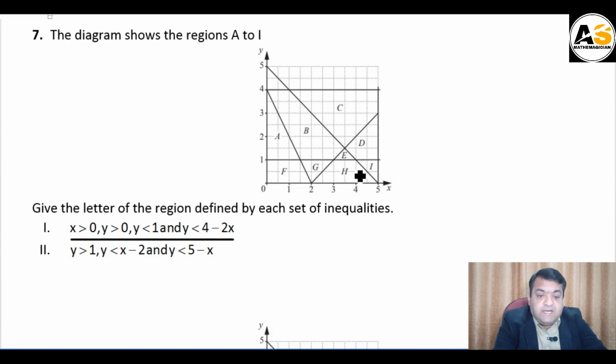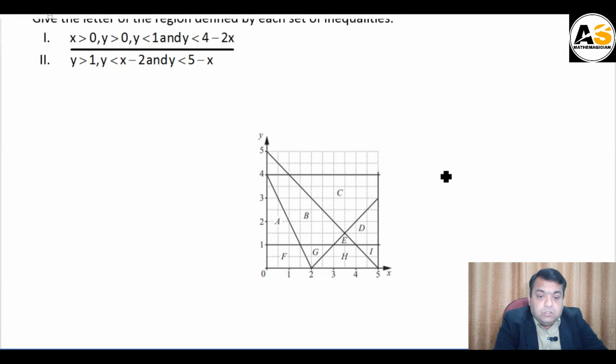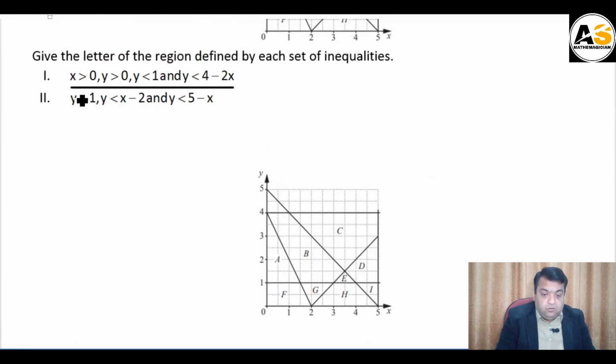Let me show you on this diagram over here. What is x is greater than 0? Dear student, this is the line x is equal to 0, and on the right hand side x is greater than 0. So all the regions satisfy this. Y is greater than 0 above the x axis. All the regions are satisfied. Third inequality is y is less than 1. This line is y is equal to 1, and any region below this line is y is less than 1. So our answer will be either F, G, H or I.